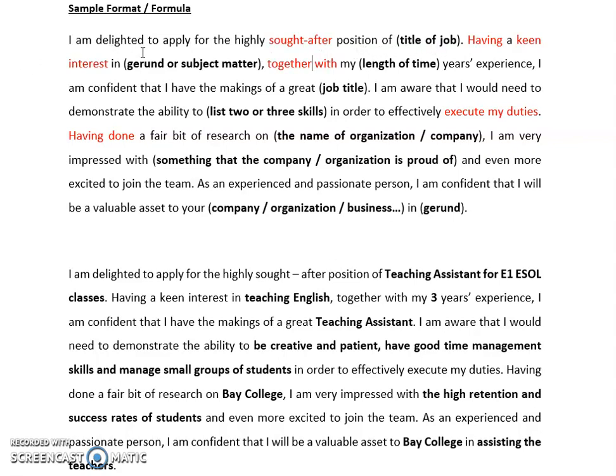I'm very excited. I'm delighted. That's my energy. That's my enthusiasm. To apply for the highly sought after. Sought is past tense of seek. To seek, it means to look for and try and find. When something is sought after, it means lots of people want it.